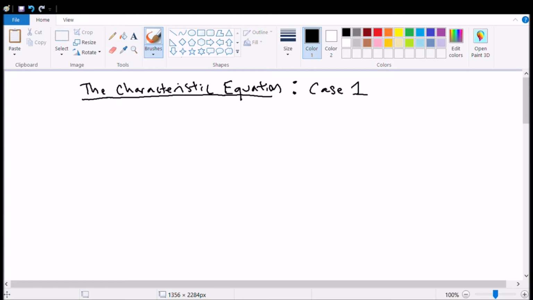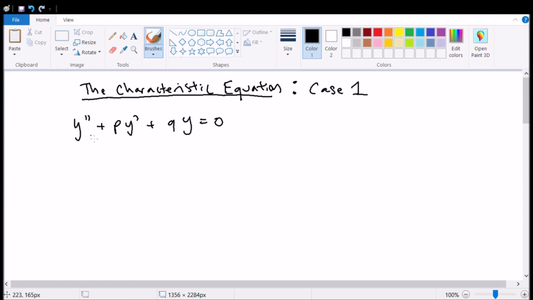Okay, so previously we went over the characteristic equation of a second order linear homogeneous ordinary differential equation. Let's just remind ourselves of what that looks like. It would look like something like this, in which p and q are constants. This is the differential equation we're working with right now.